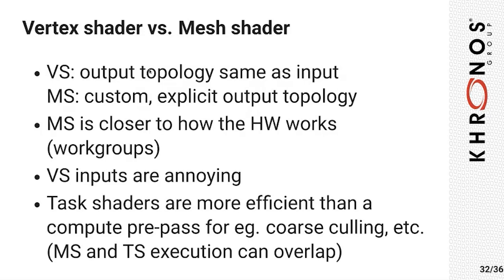So what's the difference after all that? What's the difference between a vertex shader and a mesh shader? For the vertex shader, basically, it's a pass-through. So the output topology is exactly the same as the input. You can't really rearrange it. You can't delete from it. You can't add to it. But in the mesh shader, you can do whatever you want. It's completely custom. Also, vertex shader inputs are very annoying to deal with. I'm not sure how many people actually like dealing with vertex inputs, but I think it's very annoying. And task shaders are much more efficient than what you could do previously.